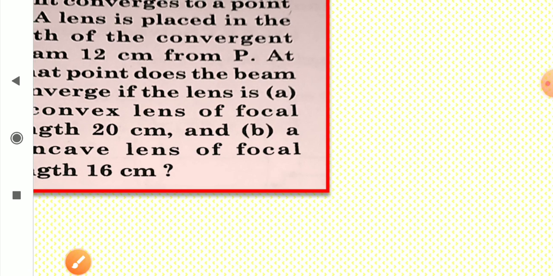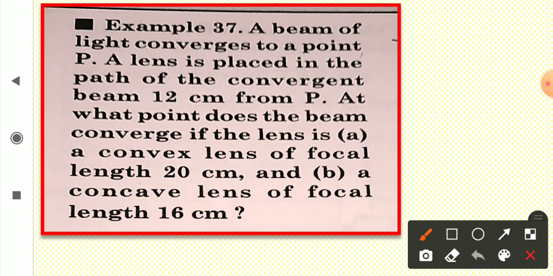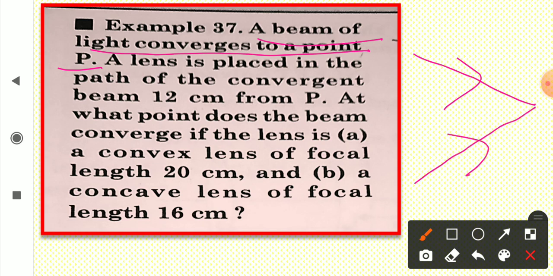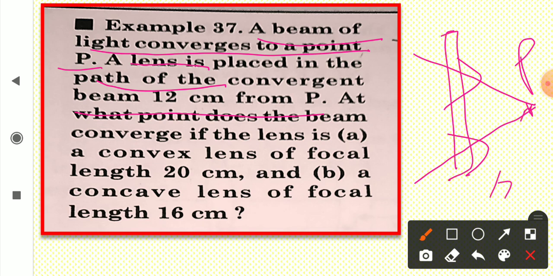First, let us try to understand the question only. A beam of light converges to a point P. So, it is like light rays are coming and they are converging at point P. And now what they are saying is, a lens is placed in the path of the convergent beam at 12 centimeter from it. So, this is the path of the rays, and from here a lens is placed here at 12 centimeter.